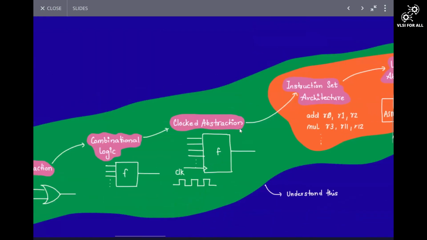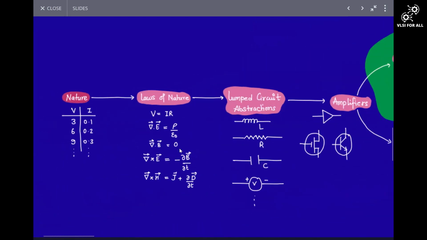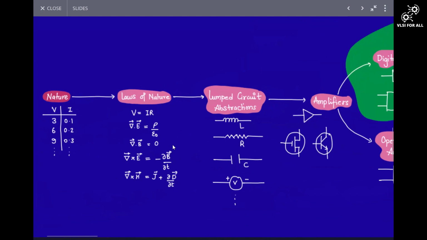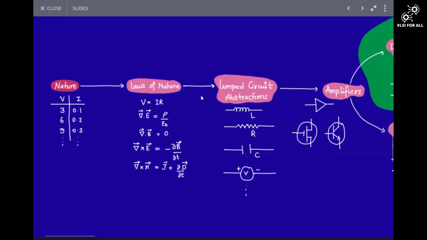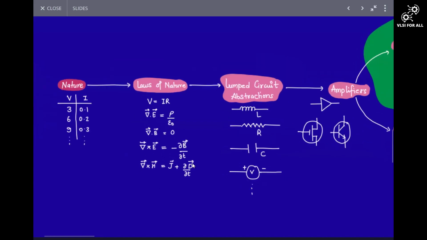Right. So here you see, let's begin with this. We all know that nature as a whole is represented, I mean, as far as electronics is concerned, with voltages and currents. Right. Let's reach embedded systems from these laws of nature. You have all gone through these laws of nature in your BE degree, right? Ohm's law, all these Maxwell's equations, right? These are the laws on which our nature is working.